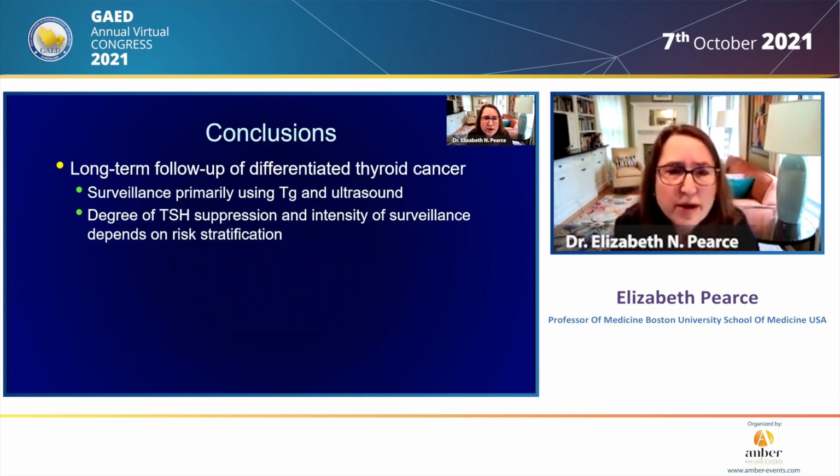So I would conclude by noting that in the long-term follow-up of differentiated thyroid cancer, our surveillance tools are primarily thyroglobulin in the serum and ultrasound in the neck. And the degree of TSH suppression and also our intensity of surveillance over time does depend on dynamic risk stratification. And we are anticipating new rules for how we do that in the very near future. With that, I'll thank you for your attention.